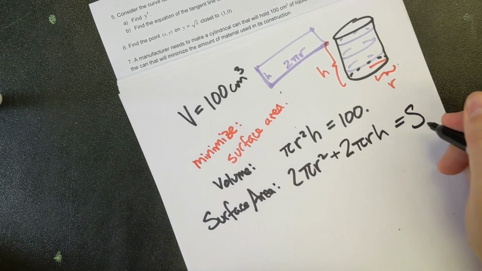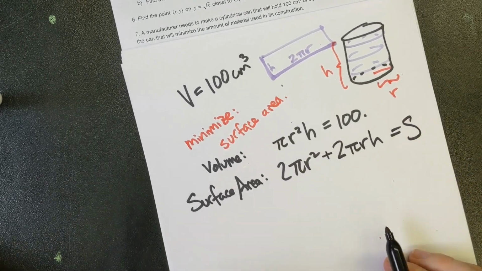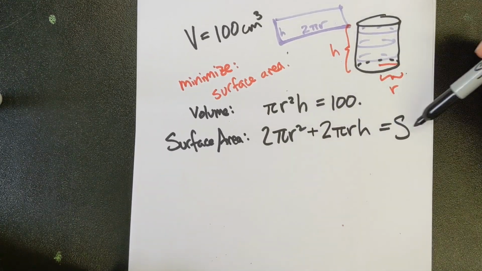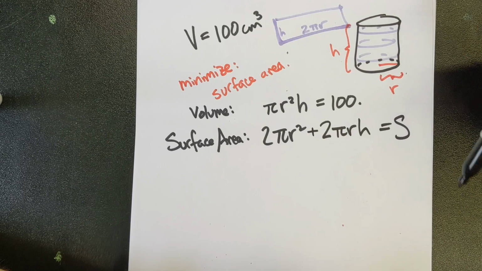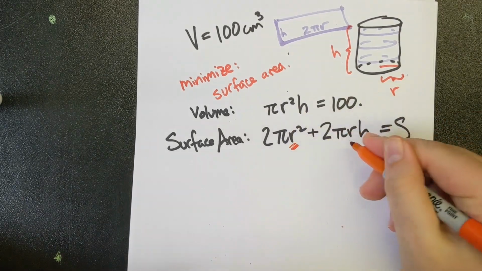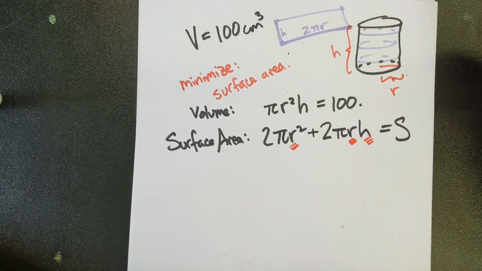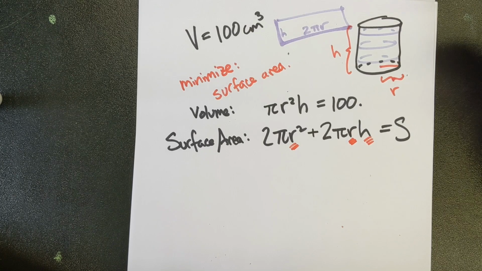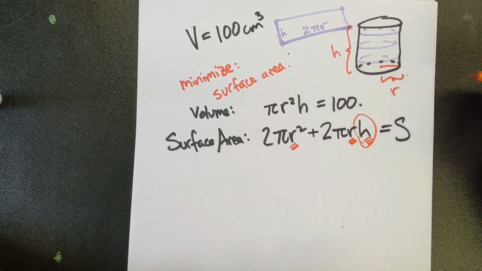And I'll just call that S. This is what I want to minimize. Well, minimums happen when the derivative is 0, so we want to take the derivative and set it equal to 0. But problem, we have two variables going on. We have both r stuff and h stuff here. So before we take the derivative, we need to get rid of one of the variables. Like, can we get rid of this h somehow?